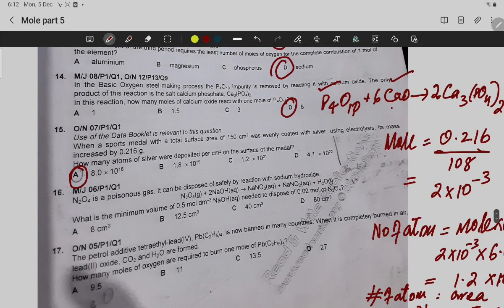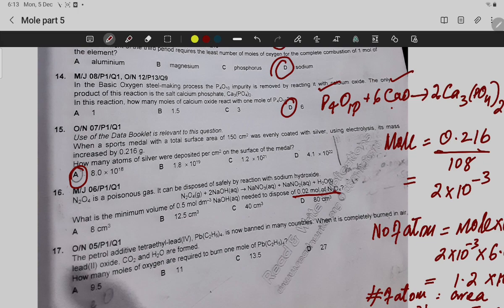So N2O4 is poisonous, it can be disposed of. What is the minimum volume? This is a chemical equation. So 0.5 mole of sodium hydroxide is needed to dispose of 0.02 moles of N2O4. So what is the minimum volume required? So this is concentration, so volume can easily be calculated. This is mole. So first check the mole ratio and then find out the volume.